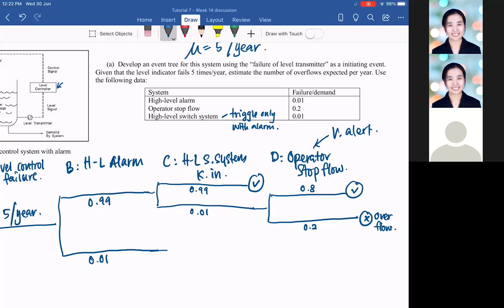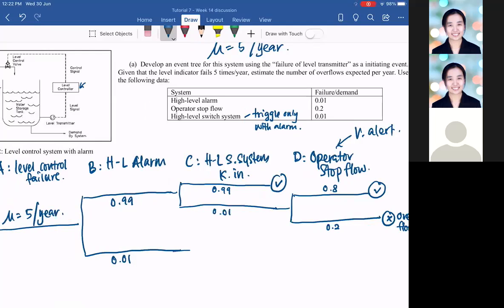When the high level alarm is off, this specific route. So when there's no high level alarm means there is no system trigger, we basically bypass this. And that is why just now we said we have to decide whether our operator is alert with or without the alarm. Without the alarm, if they are alert, good. Okay, so now we are assuming that they are so good that they will notice it without the alarm and they will stop the flow. So again, 80% of the time they do that, 20% of the time they fail. Okay, so this is safe. And again, this is overflow.